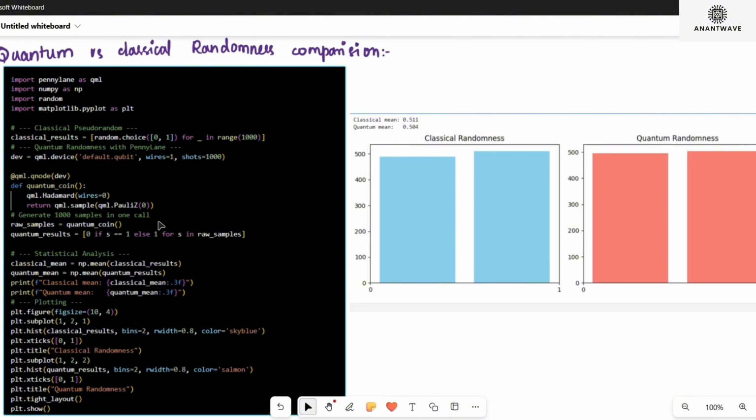For statistical analysis, we calculate the classical mean, which is just the mean of the results. Approximately, we'll get 0.5, and the quantum mean, also the mean of all the quantum results, approximately 0.5. But quantum passes all the randomness tests. See here, we got 0.511 in classical, and the quantum mean is 0.504.